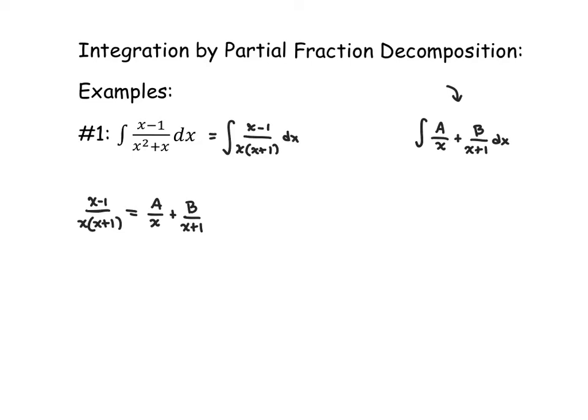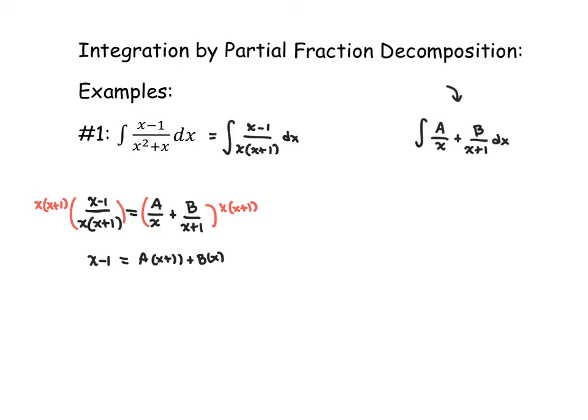All right, so I'm going to multiply both sides by x times x plus 1. Okay, so let's do that. As you can see on the left side, as I multiply by x times x plus 1, the numerator survives that operation. Everything else is cleared out. On the right side, I'm going to get a times x plus 1 and b times x.